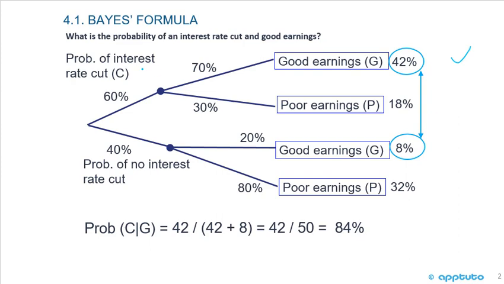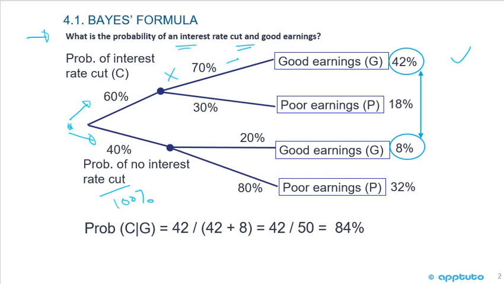Okay, so this example is, what is the probability of an interest rate cut and good earnings? So they give us, again, we're looking at probabilities. There's a 60% probability of an interest rate cut. So therefore, there has to be a 40% probability of no interest rate cut. So we're going to be at 100% there, okay? And then it branches off. If there's an interest rate cut, there's a 70% chance of good earnings.